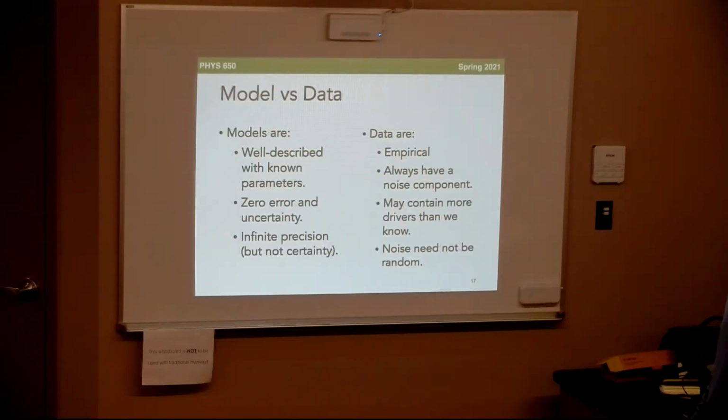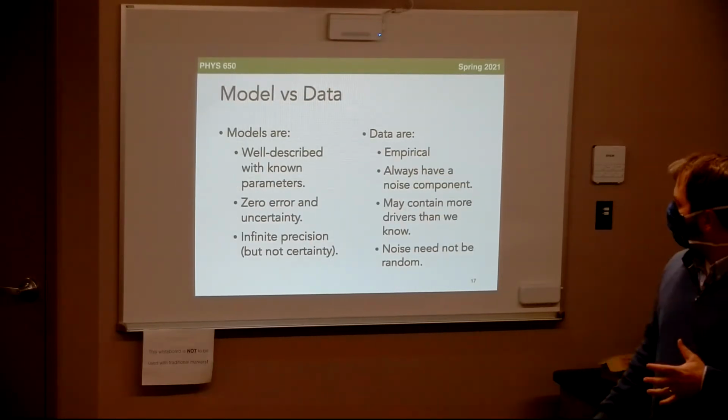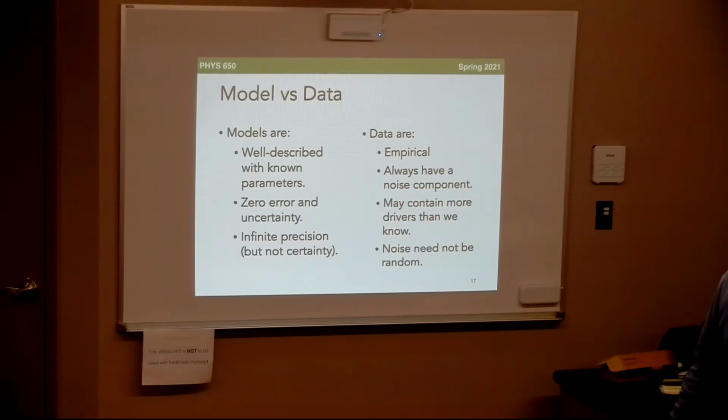Okay, so model versus data. We've got models. The models are well described with known parameters. They have zero error and uncertainty, and they have infinite precision. Basically, I can tell you exactly where my model is going to be. Why? Because I don't have any noise in there. Not even the precision of the computer, maybe, but that's about it, right?